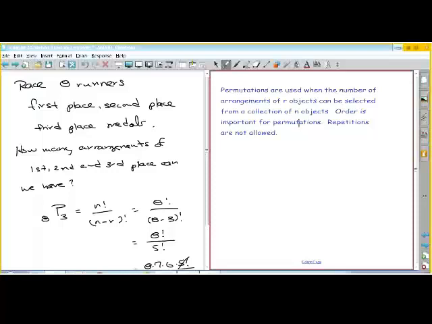If I was trying to figure out how many 3-digit numbers there are between 100 and 999, I can repeat digits. I can use a 1 in the first place, and I can use a 1 in the second place, I can use a 1 in the third place. So that is a case where you do have repetitions. And repetitions are allowed, so you can't use permutations. Permutations are only where you choose something, and you have to then choose from the remaining ones. You can't use it again.